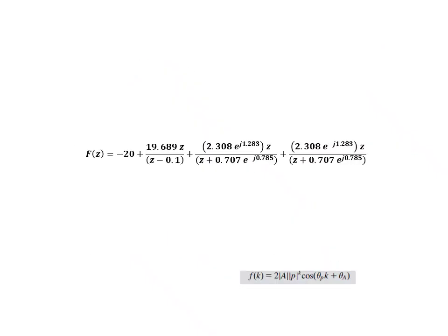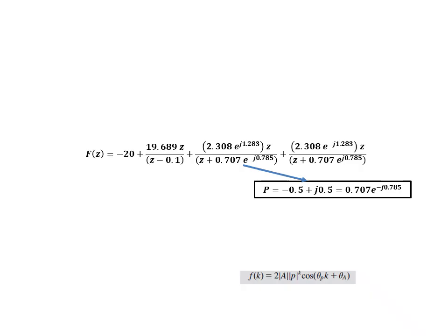And for the pole, we have to get the pole in the polar form, negative 0.5 plus j 0.5, which will be equal to 0.707 e power negative j 0.785, which is the angle in radians.